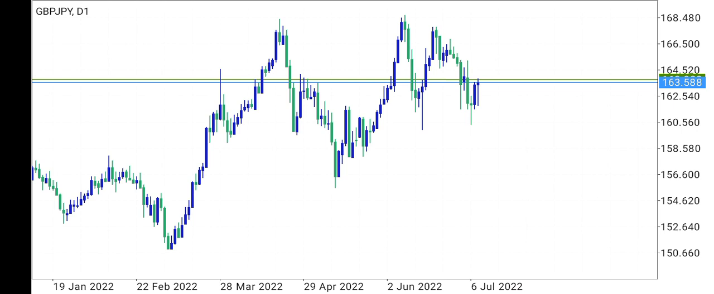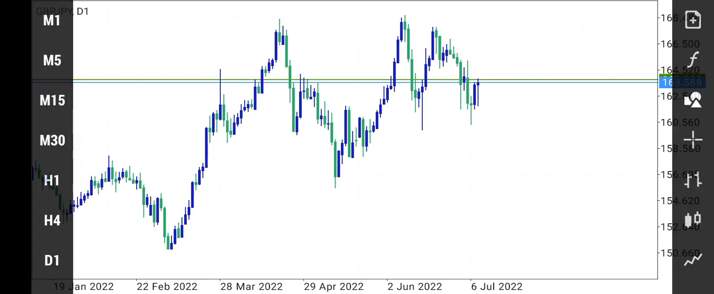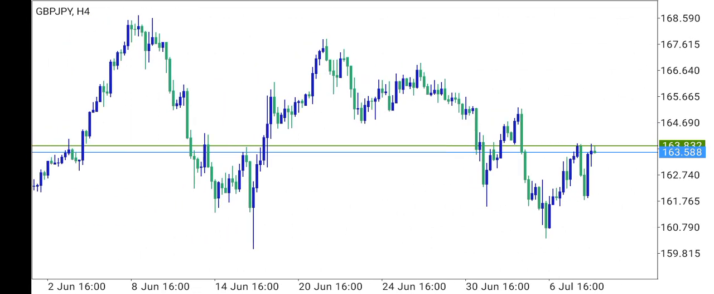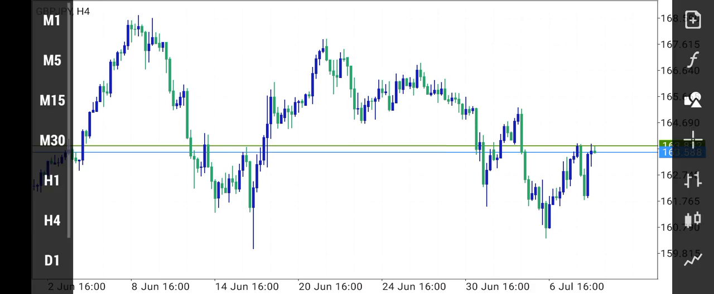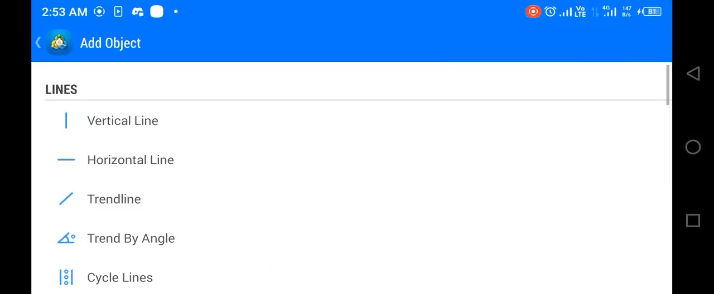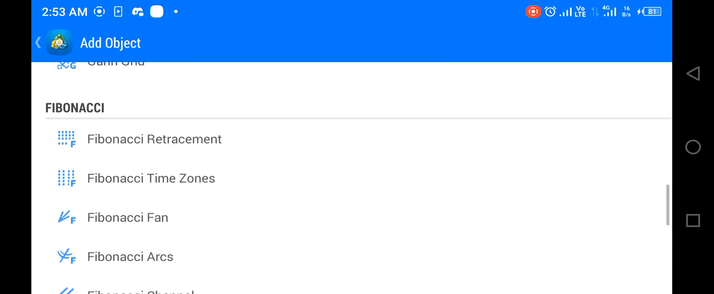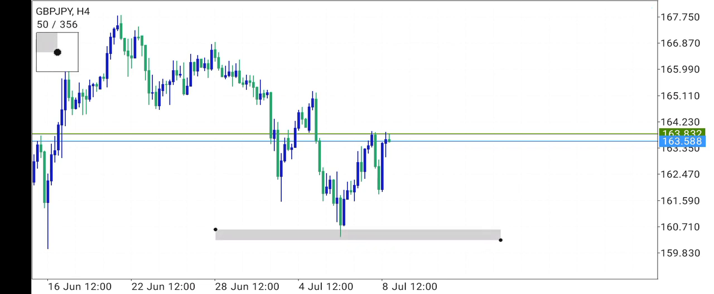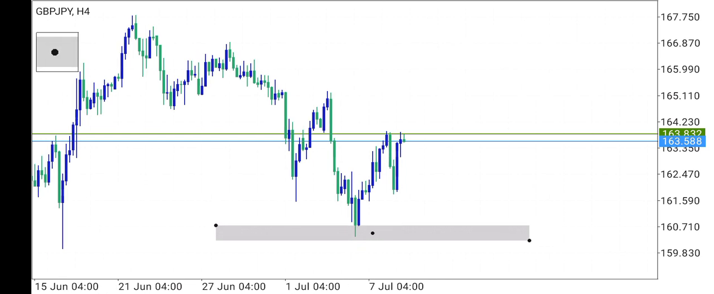So first and foremost, you go to higher time frame. When you go to higher time frame, you mark out your zone, though I prefer marking out my zone on H4. I'll mark out my support and resistance zones. Sometimes I do use Fibonacci retracement to mark out my zone.